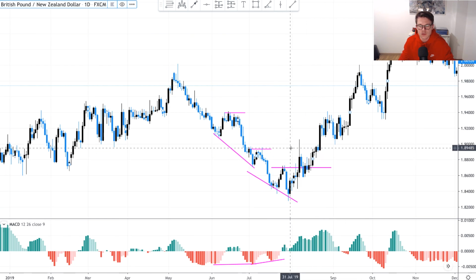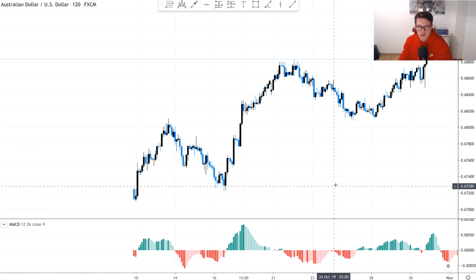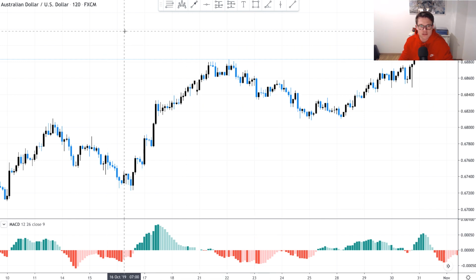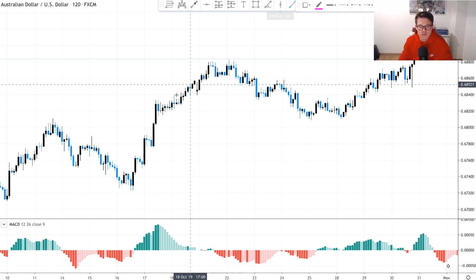So this is how you put things more into context and how you can use a divergence on a deeper level. Let's take a look at maybe two more chart examples. So let's start here. By the way, I've shown you so far the daily chart, a 12-hour chart, and now it's the 2-hour chart. You can use divergences across all time frames. It really matters only what you're comfortable with.